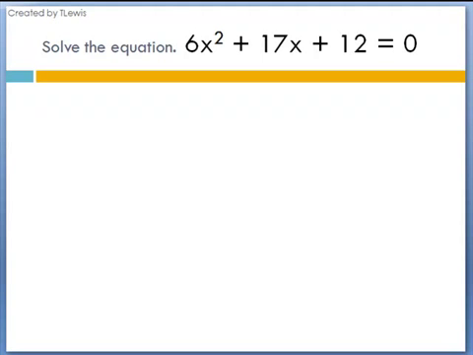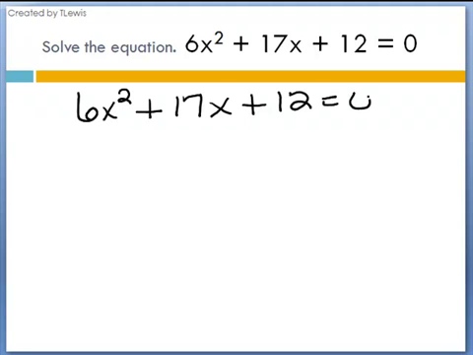Solve the equation 6x squared plus 17x plus 12 equals 0. We're going to solve by factoring. I look at each term and ask myself, is there a GCF that can be factored out of all terms? And that is no. So I have a trinomial. We're going to use trial and error to factor.